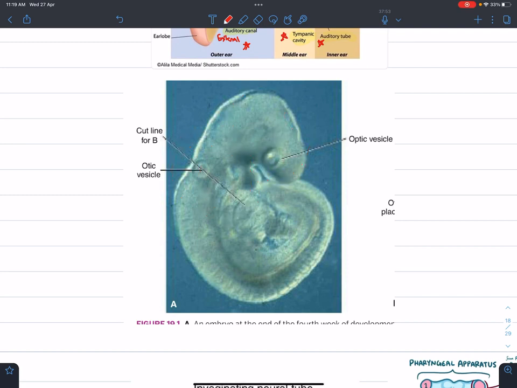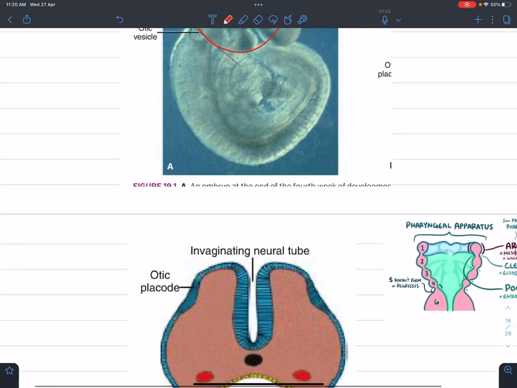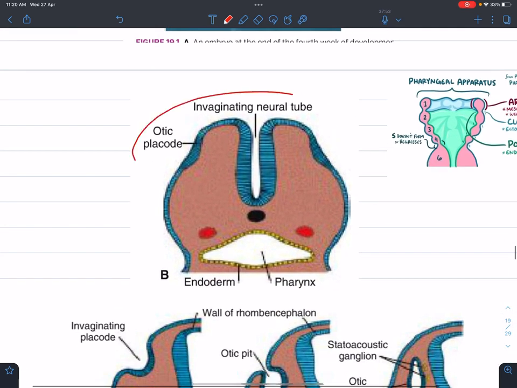So now I wanted to do a cut section. I wanted to pick up the head and then look from an inferior view to see exactly what's going on here, all right? So this is exactly the type of view that you will see. So what do we see? We see the neural tube, and which part of the neural tube? We will see the rhombencephalon.